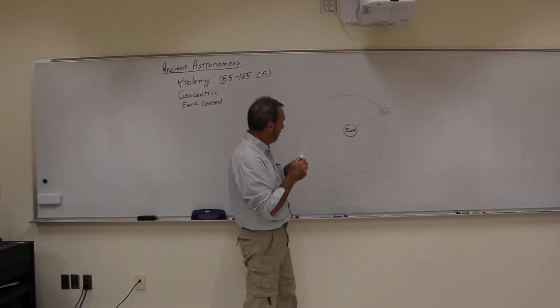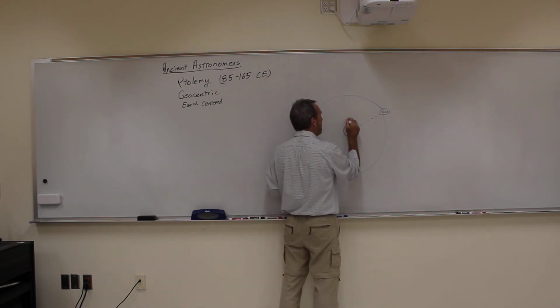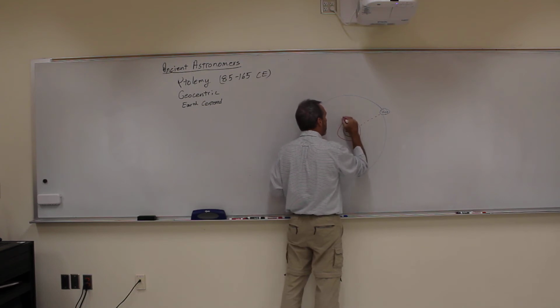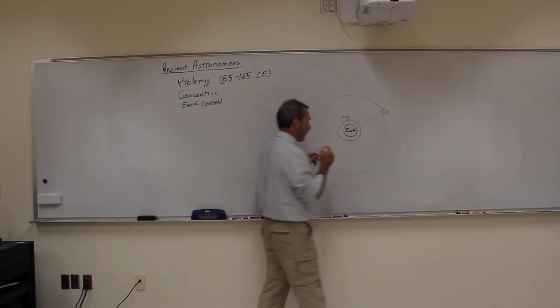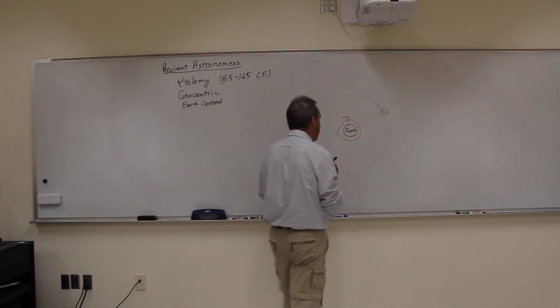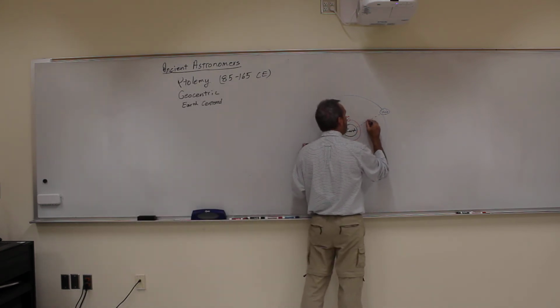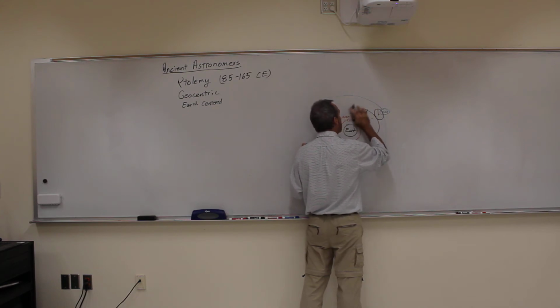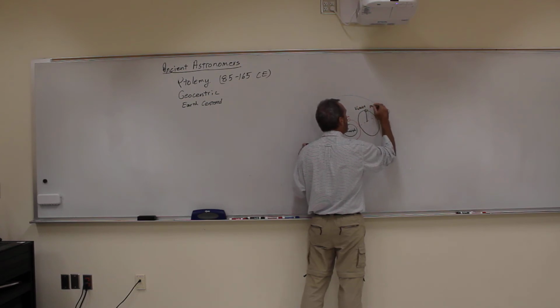Oh, before I do that, I should put the moon in. The moon is very easy too, because the moon just goes around the Earth. Here's the moon. But the planets, Mercury and Venus, he had to put on circles inside of circles. So here's Mercury, here's Venus. So here's Venus. And here is Mercury right here.